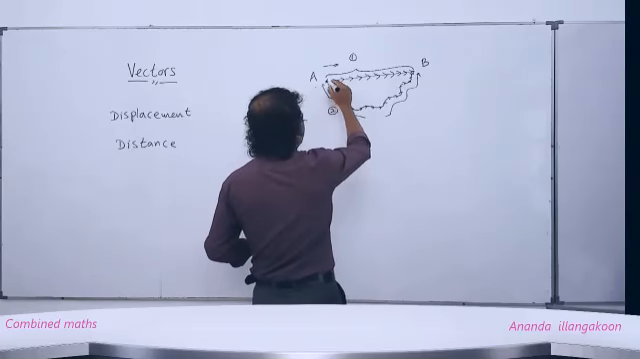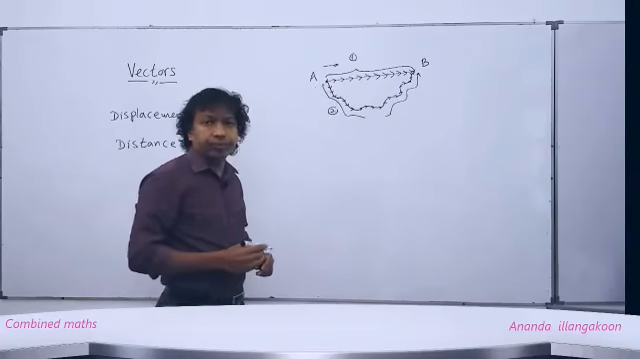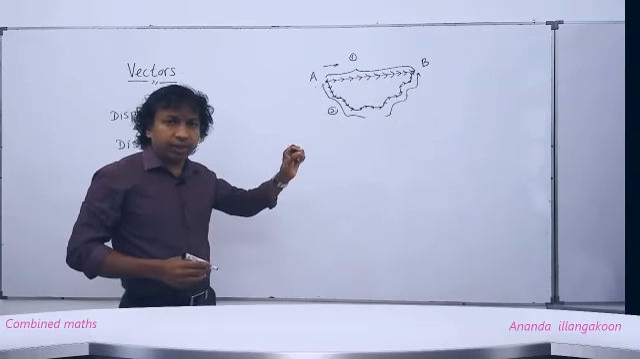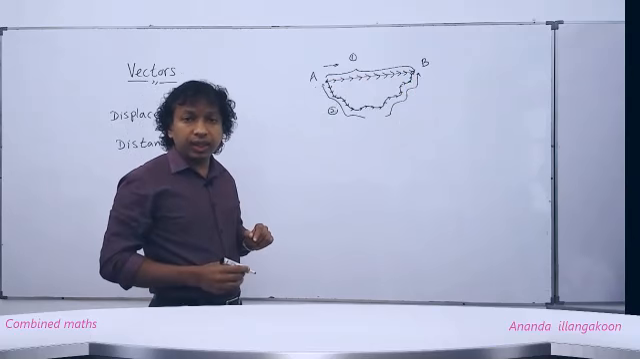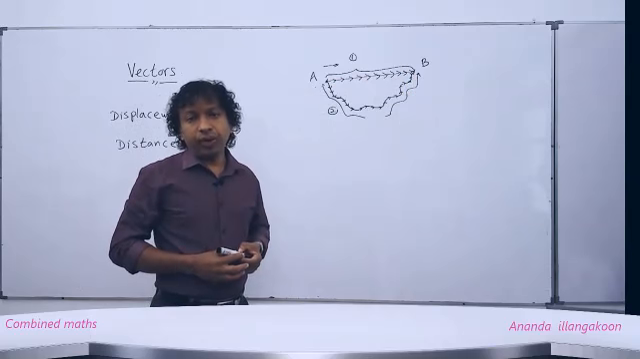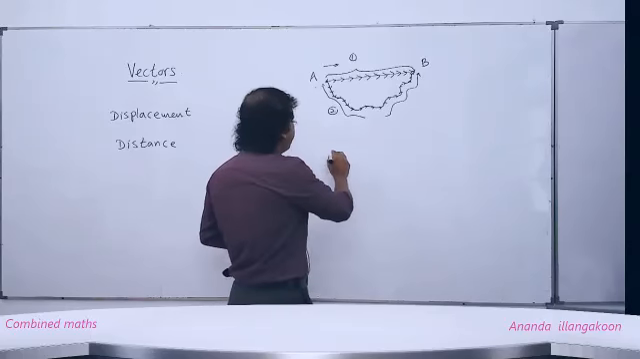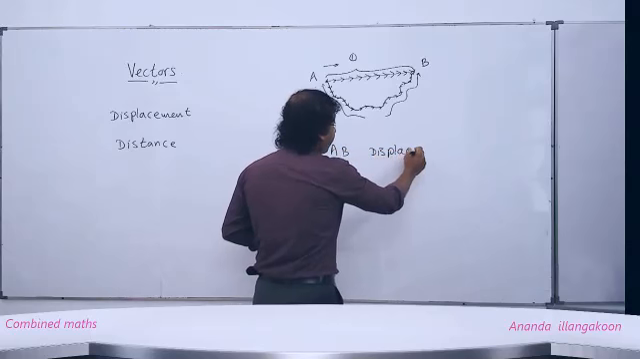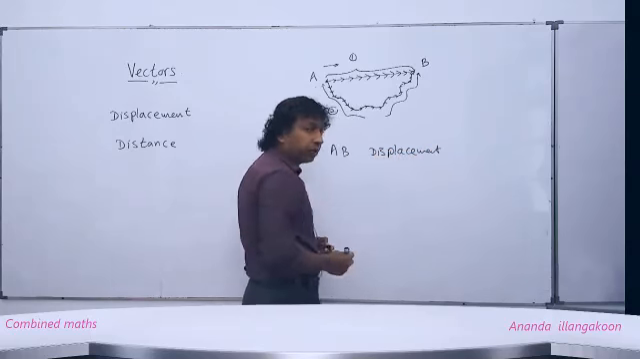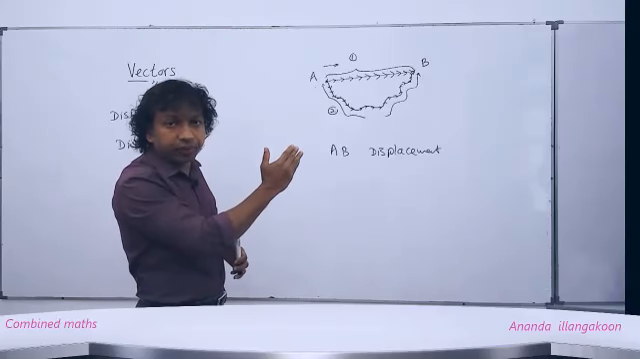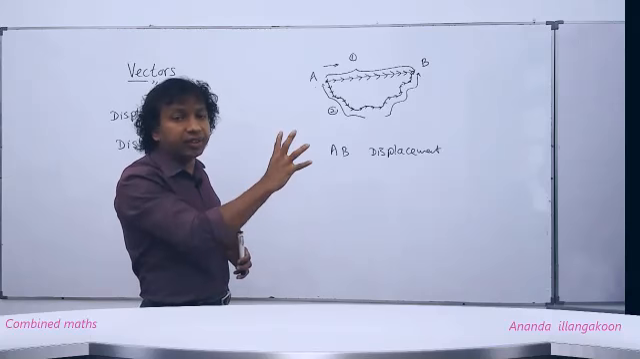The length from A to B has a definite direction. The direction is the direction of the AB line, A to B. Then this AB length is called the displacement. You know this already. Therefore, AB is called the displacement, because that length from A to B has a definite direction.